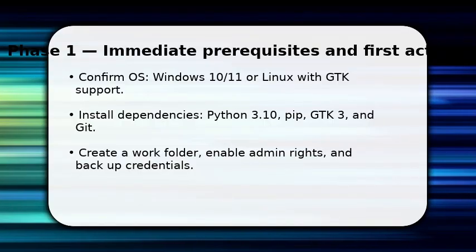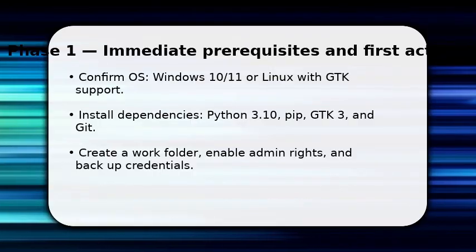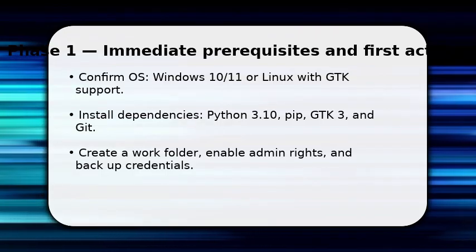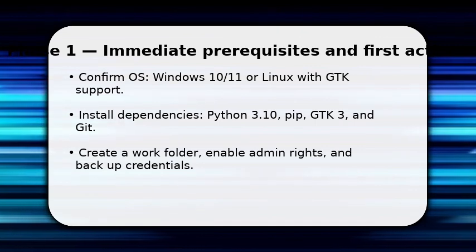You start by preparing the environment. Check that you have Windows 10/11 or a GTK-capable Linux install, and that Python 3.10 is available. Once done, install pip, GTK3 libraries, and Git so the GUI can build. These are required for compilation and runtime. Make a dedicated work folder and enable admin rights for installs. Also, back up any account credentials now. This prevents lockouts later. Proceed immediately to clone the project repository and review the README file for version-specific notes.